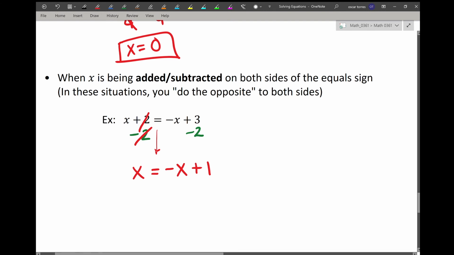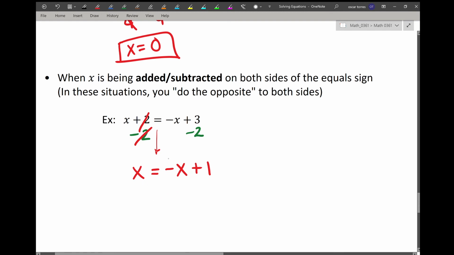Okay, so at this point, we do need to get the x's on the same side of the equal sign. So I want to move the x on the right hand side over to the left. Now how do I do that? We do it by doing the opposite operation.